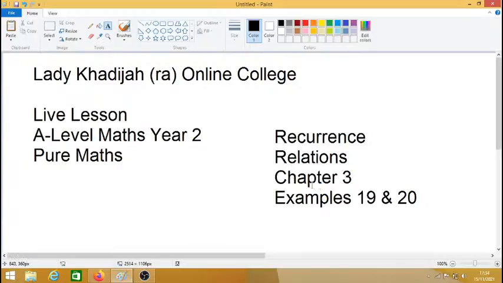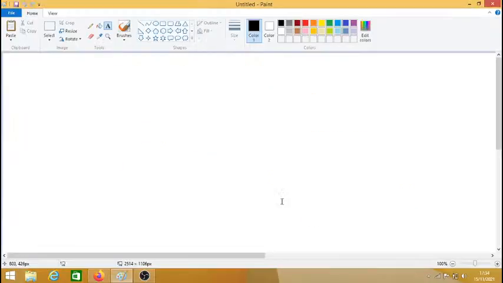Chapter 3, if you're following through the book, it's the Edexcel Pearson UK A-level maths book, pure maths, and it's examples 19 and 20 if you're following through with the book.